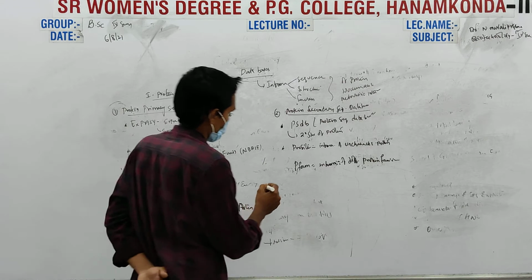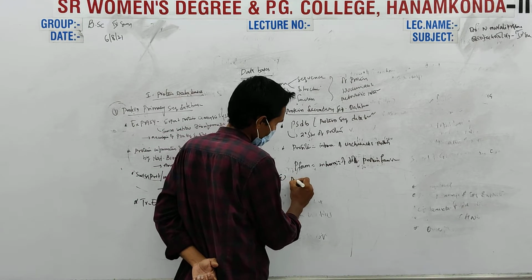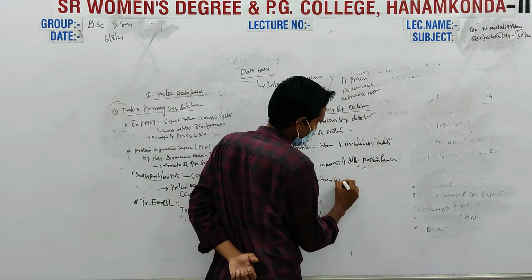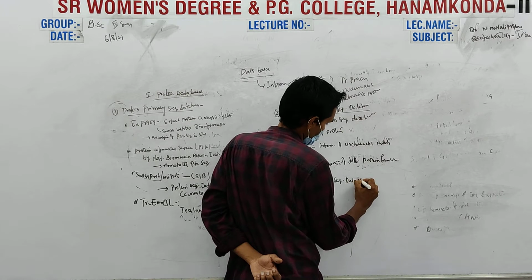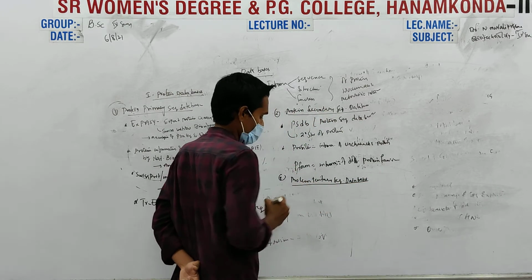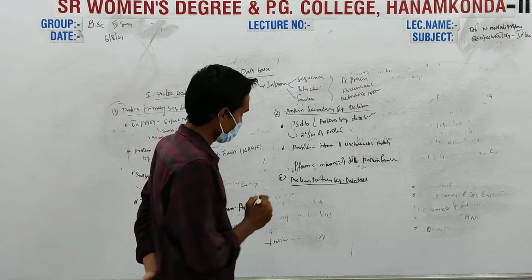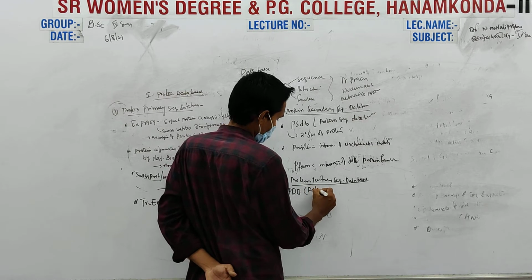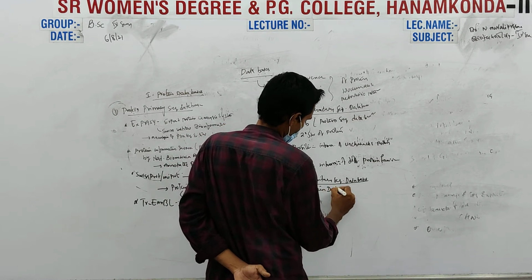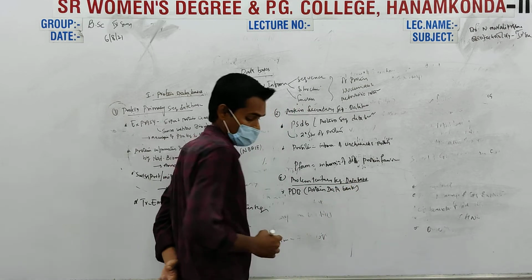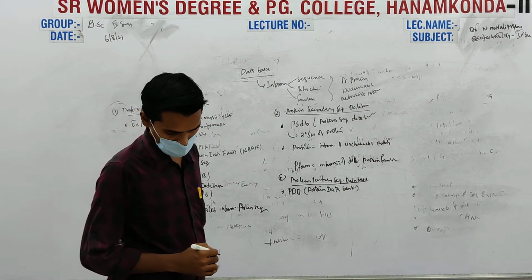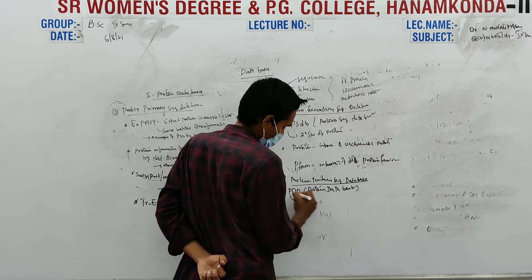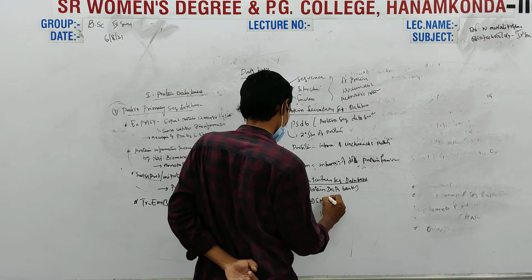Next, third one is protein tertiary sequence databases, which includes PDB, that is called Protein Data Bank, which gives the information about 3D structures.